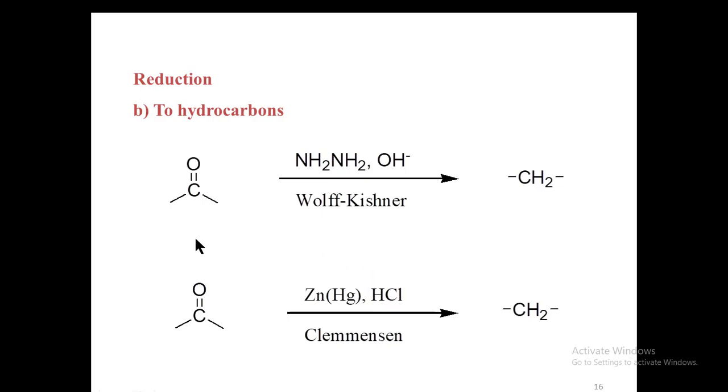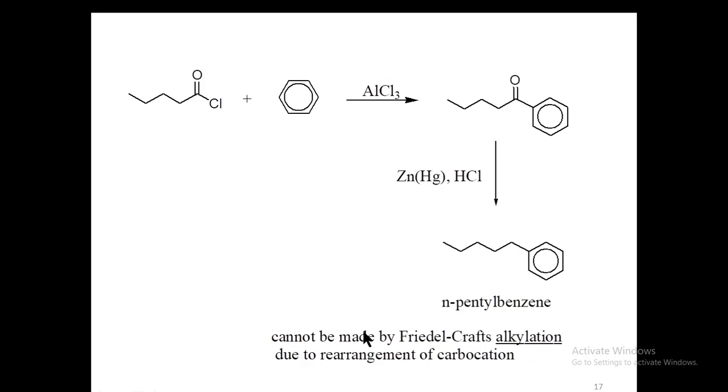So you have to know the difference between the Wolff-Kishner reaction and Clemmensen. In Clemmensen reaction, look at the catalyst involved and the condition required. In Wolff-Kishner reaction, this is the reagent involved and this is the condition required. Basic condition, NH2NH2, hydrazine, for Wolff-Kishner reaction, and acidic condition, zinc amalgam, for the Clemmensen reduction.